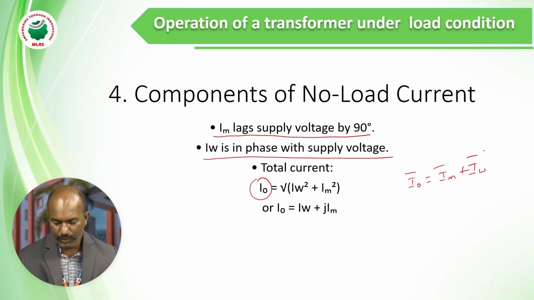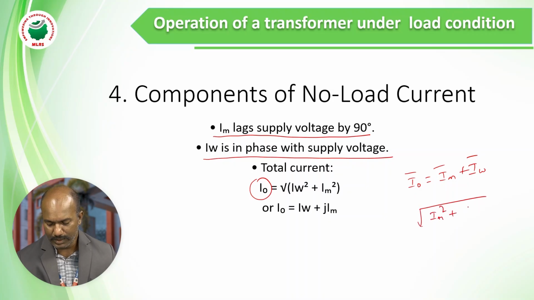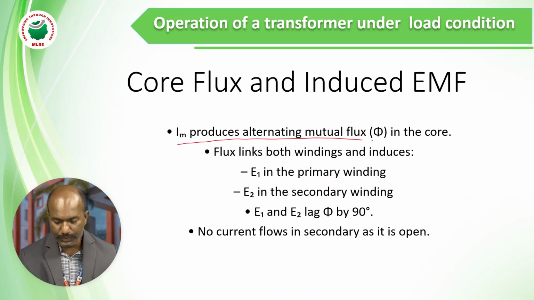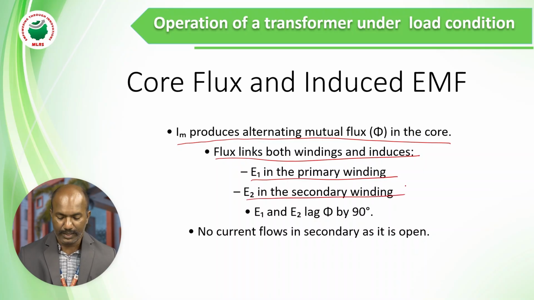So the magnitude of I naught is equal to the square root of IM squared plus IW squared. Here it is written: IM produces mutual flux in the transformer core. This flux links both windings and induces E1 in the primary winding and E2 in the secondary winding. The purpose of IM is to produce flux in the transformer core.